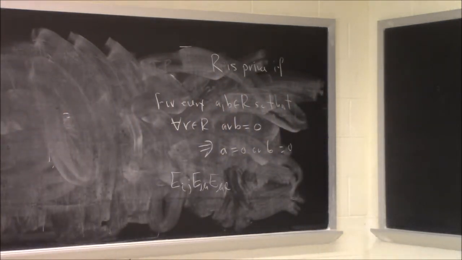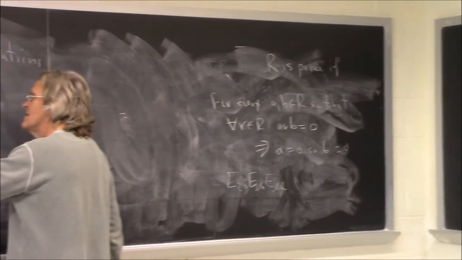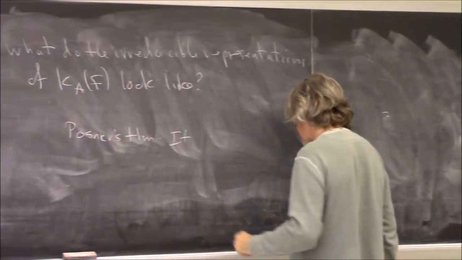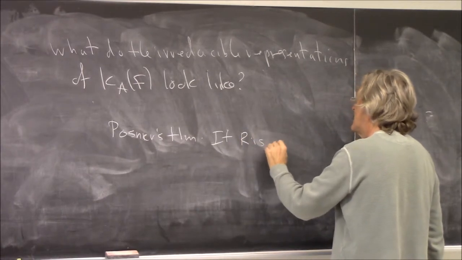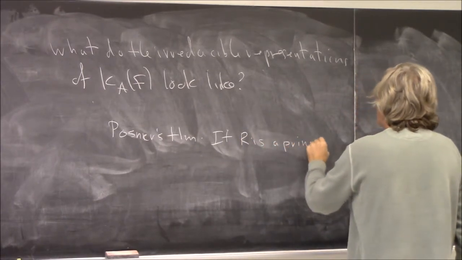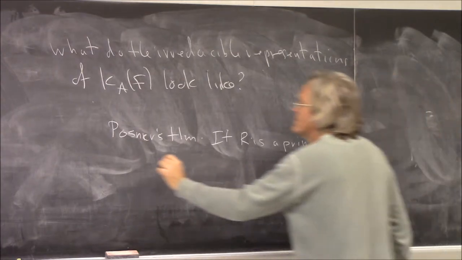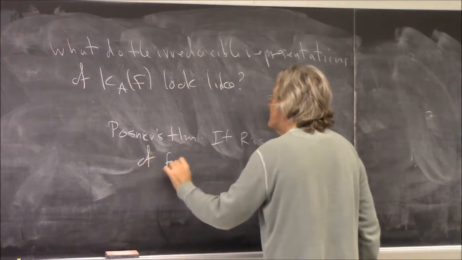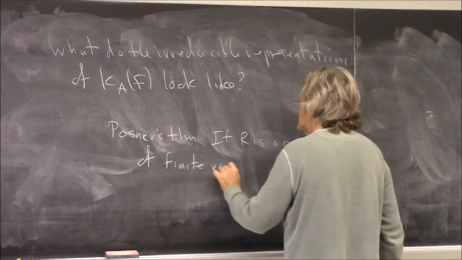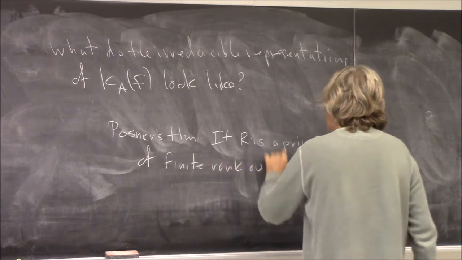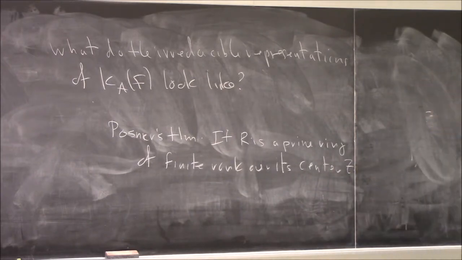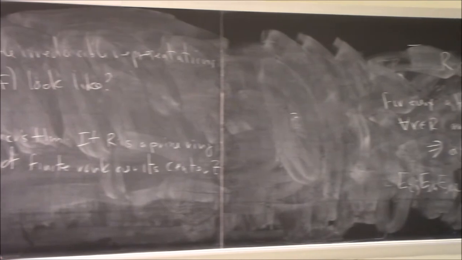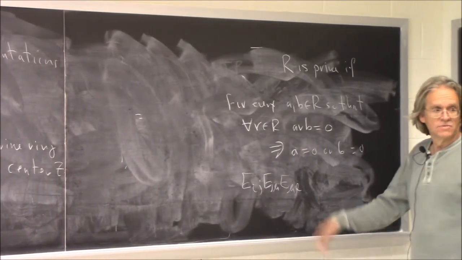So Posner's theorem says that if R is a prime ring of finite rank over its center Z, and I'd like to say something that a commutative prime ring isn't a division ring. It just reduces.